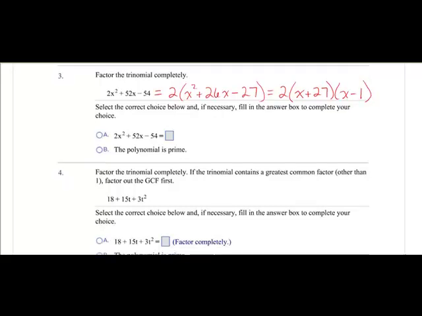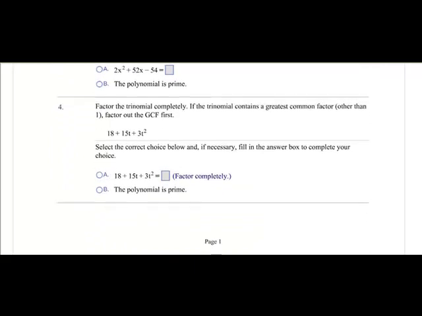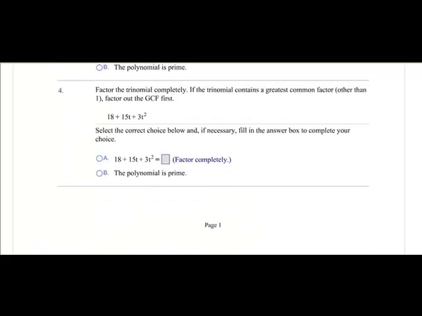Number 4. The only thing maybe tricky here is that you need to switch it around. You're not used to seeing it written in this order. So let's rewrite it. Addition is commutative, so we can rewrite it in whatever order we want. So let's move the t squared term to the front, leave the 15t in the middle, and move the 18 to the end.